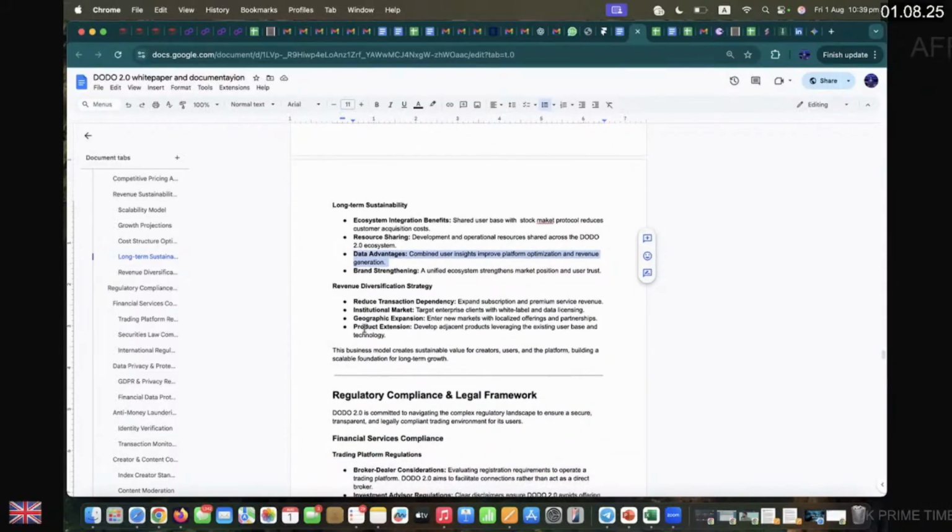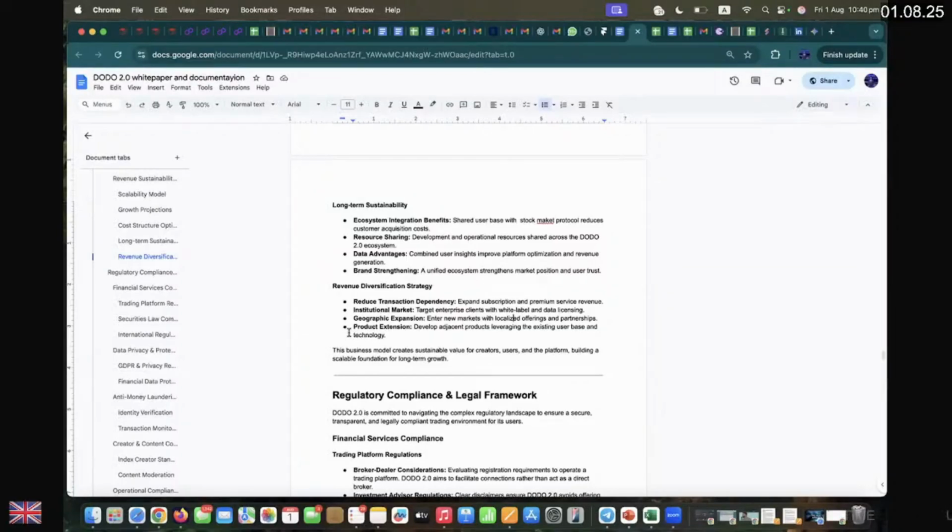Revenue diversification strategy: reduce transaction dependency. Expand subscription and premium service revenue. Institutional market: target enterprise clients with white label and data licensing. Geographic expansion: we will enter new markets every single month, and we will offer our services in new jurisdictions one by one, just like we are doing with Pi and LiquidPay. Product extension: develop adjacent products leveraging an existing user base and technology.